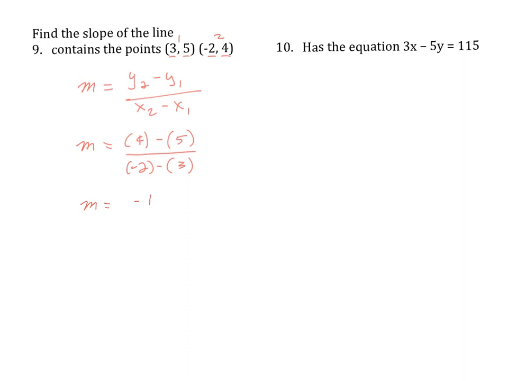4 minus 5 is negative 1. Negative 2 minus 3 is negative 5. So the slope, negative 1 over negative 5, is positive 1/5.